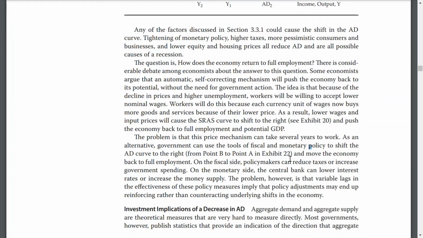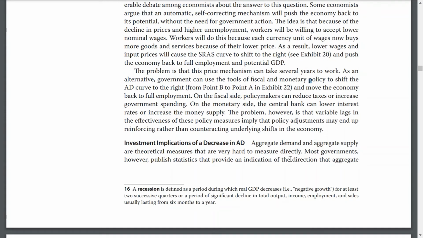The problem is that the price mechanism can take several years to work. As an alternative, government can use the tools of fiscal and monetary policies to shift the AD curve to the right from point B to point A, in Exhibit 22, moving the economy back to full employment. On the fiscal side, policymakers can reduce taxes or increase government spending.